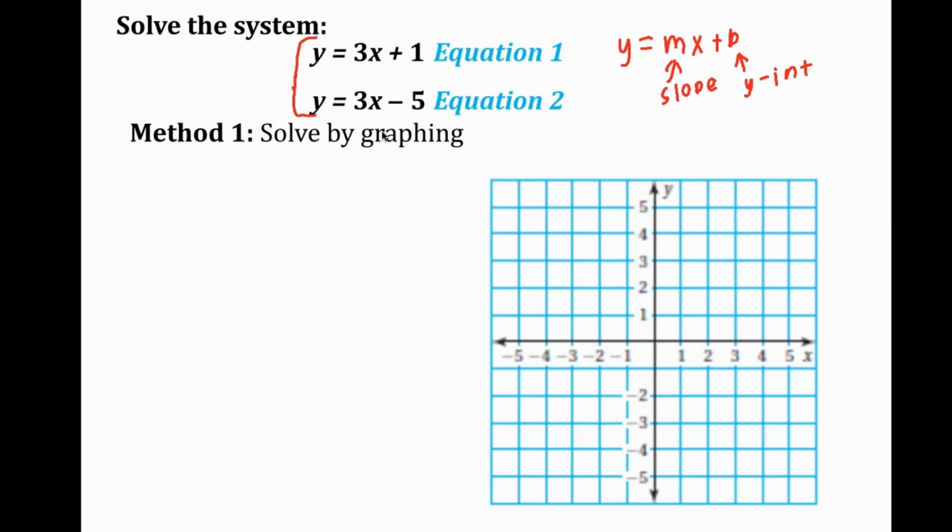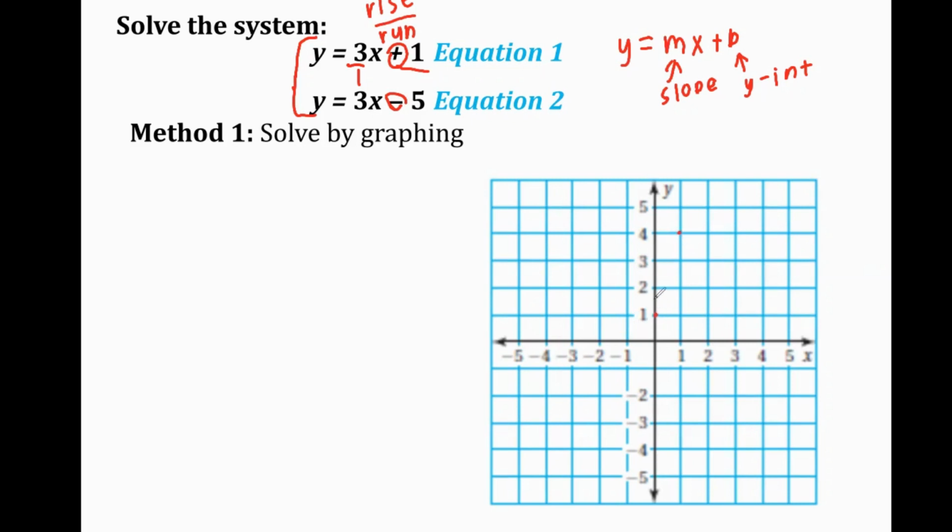So for equation 1, our y-intercept, or b, is positive 1. Make sure you're looking at what the signs are in front of your intercepts and values. So I'll go ahead and plot 1 on the y-axis, and we know that our slope is positive 3. Whenever you have a whole number, you can just assume that it's over 1. So remember that slope is rise over run, and since our slope is positive, you're going to go up 3 units and then run 1 unit to the right. So that would be your second point.